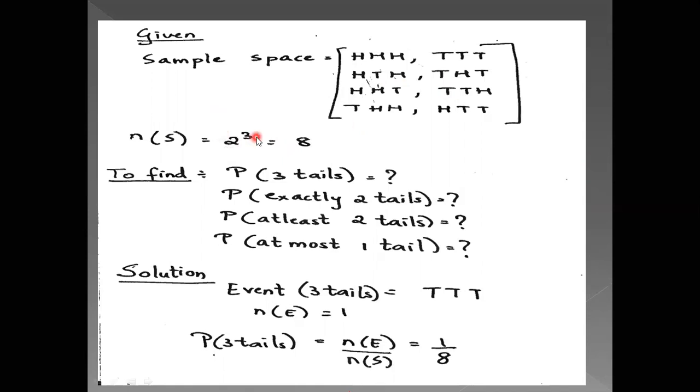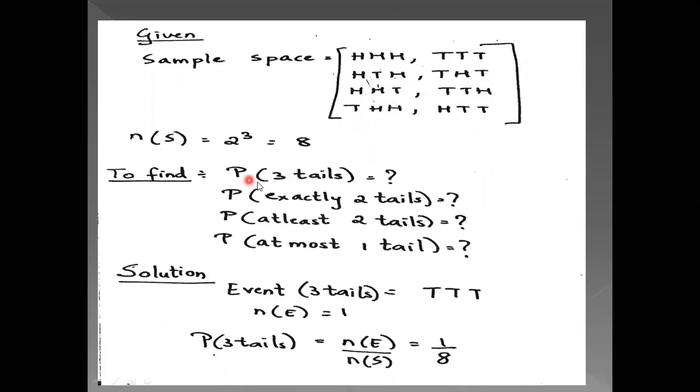2 raised to 3 is the formula, because there are 2 sides, heads and tails, and it is raised to 3 because 3 coins are tossed. So 2 raised to 3 becomes 8. Now here you can see that there are 8 possibilities: HHH, TTT, HTH, THT, HHT, TTH, THH, HTT. So there are 8 possibilities.